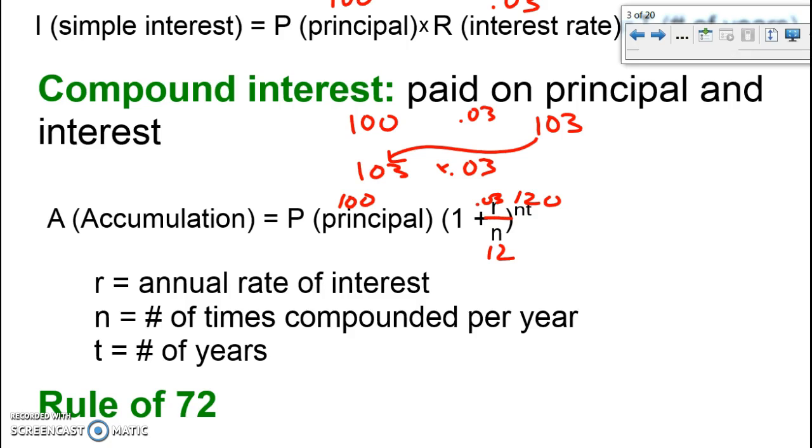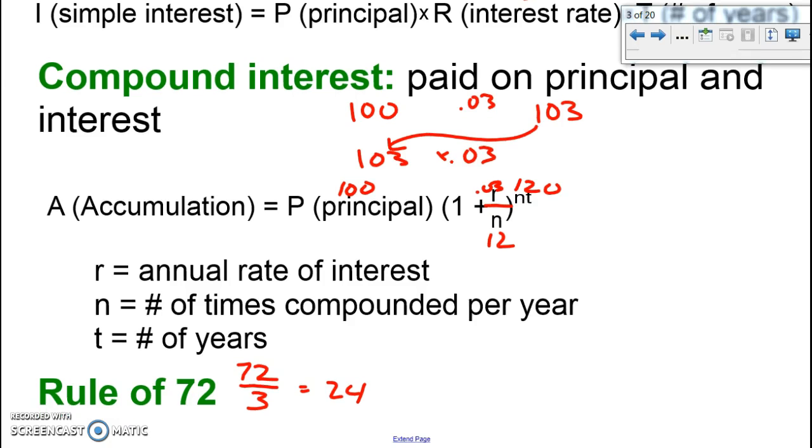The rule of 72 is a quick way to calculate how long it will take money to double under compound interest. So if the interest rate is 3%, we just take 72 and divide it by that interest rate, and we don't have to put it in decimal form. We just take the number 3, and we find out that it would take 24 years for our money to double. So if you had $100 to start with and a 3% rate of interest, in 24 years you'd have $200. So that's a nice little shorthand to help you understand the value of compound interest.